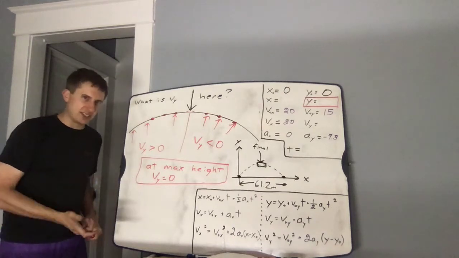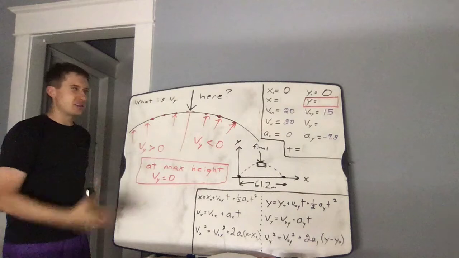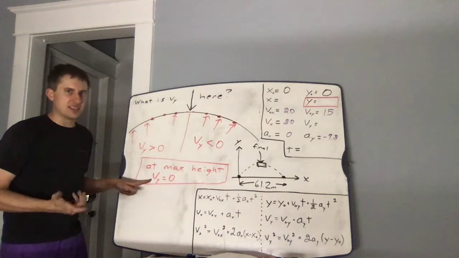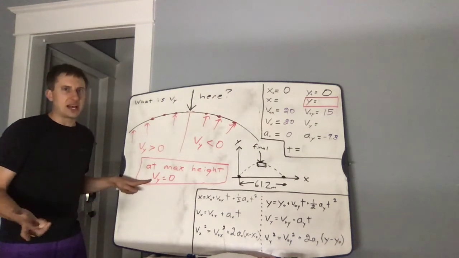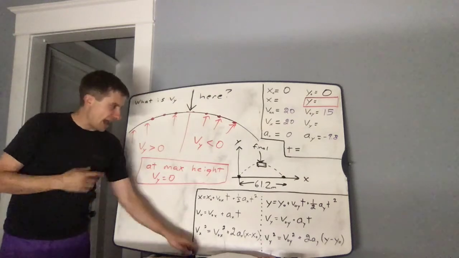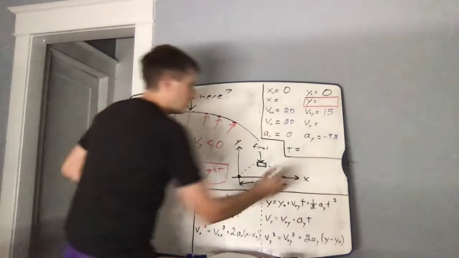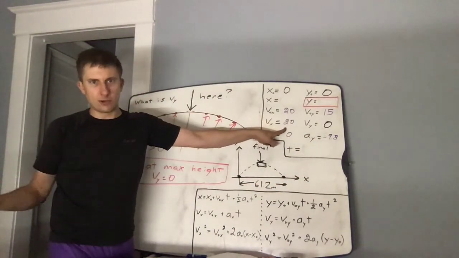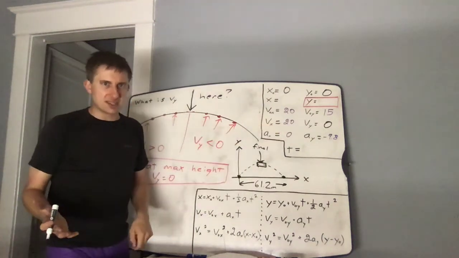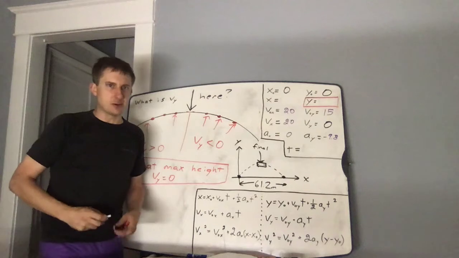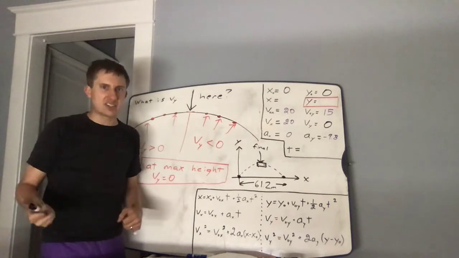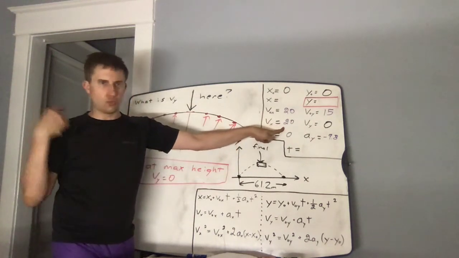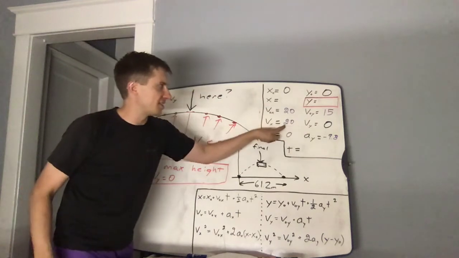Now, I want to very explicitly say, so highlight it in your notebook, do whatever you need to do. At maximum height, the vertical part of the velocity is zero. That doesn't mean the total velocity is zero at the maximum height. At the maximum height right here, the vertical part of the velocity is zero, but the horizontal part of the velocity is going to be whatever it was initially. So it would be wrong to say at max height the velocity is zero. It is correct to say at max height the vertical part of the velocity is zero. The horizontal part of the velocity could still be whatever number it's going to be. There are two components to the velocity vector.